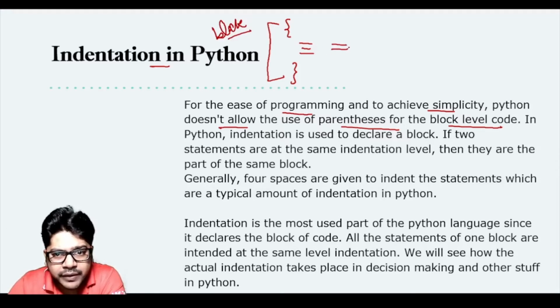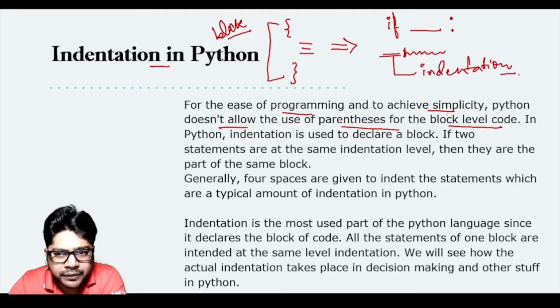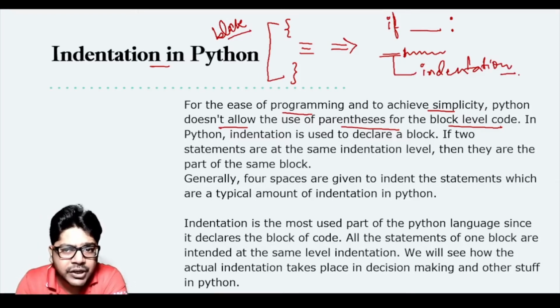Instead of that, what we have in Python is that you write something like if, and then you write a condition, then you give a colon, and then you start writing from here. Now when you are starting writing from here, you are leaving a certain amount of space here, and this space is called indentation. So indentation is basically an amount of space, a tab, or usually some amount of spaces, which is given at the beginning of a line, which denotes that this statement is a part of the previous block.